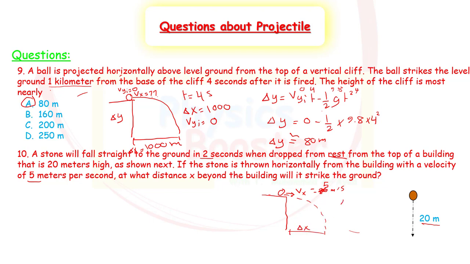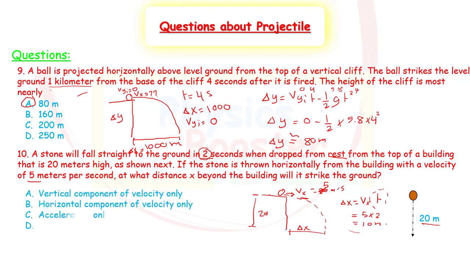Well, I know that delta x is equal to Vx, which I know, multiplied by t, which I do not know. Well, the whole idea in the question, I think we solved one similar to this one before. Since it takes 2 seconds to reach the ground when it falls from 20 meters above the ground, and since it's falling from the same height, it will take the same time regardless of having a horizontal speed. So the answer is straightforward: 5 multiplied by 2, which is equal to 10 meters. So it will fall 10 meters away from the building.